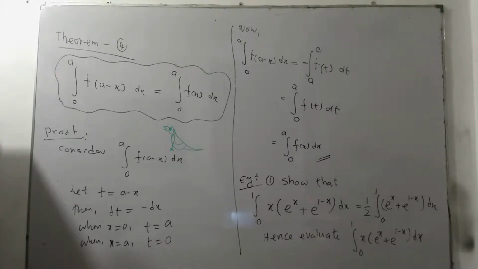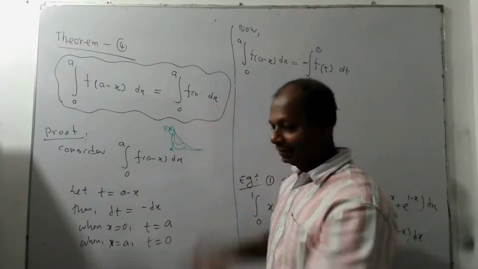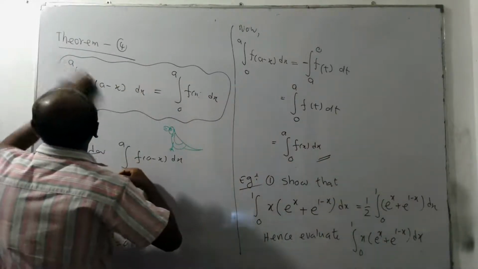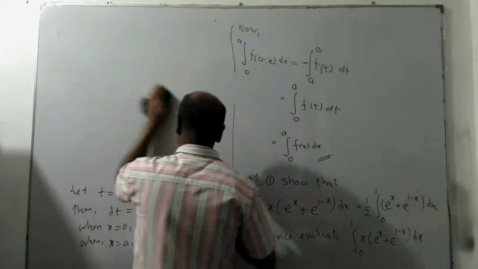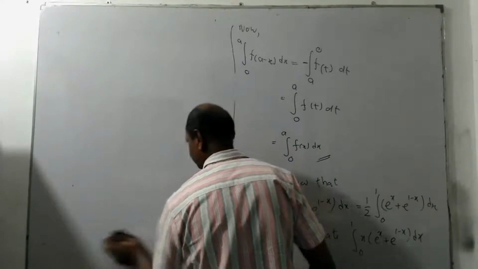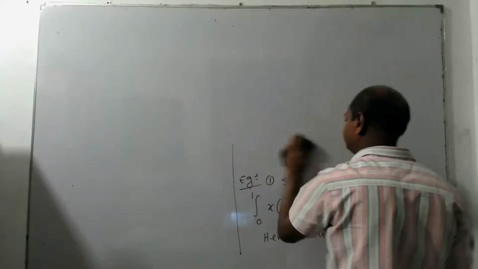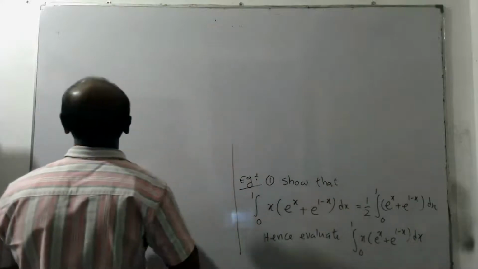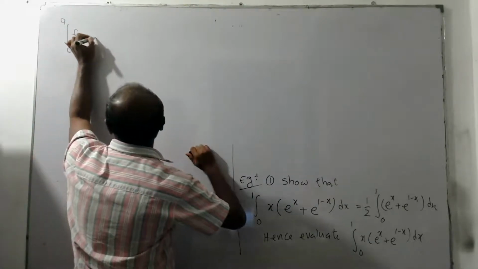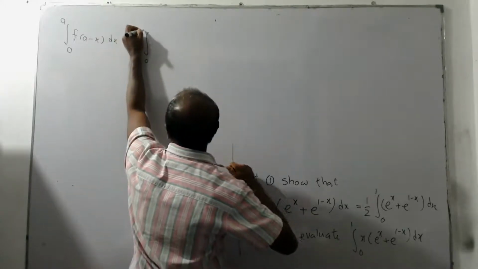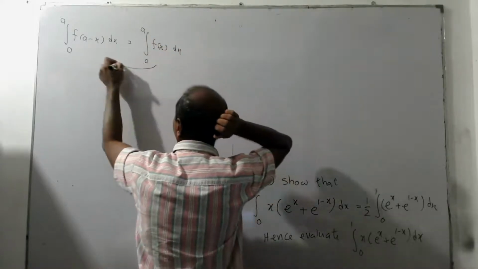Yeah, in success, you don't need to prove. You have the tool to use. Use the theorem. The theorem says the integral from 0 to a of f(a minus x) dx equals the integral from 0 to a of f(x) dx. So you can use it the other way around also, right? This equals that.